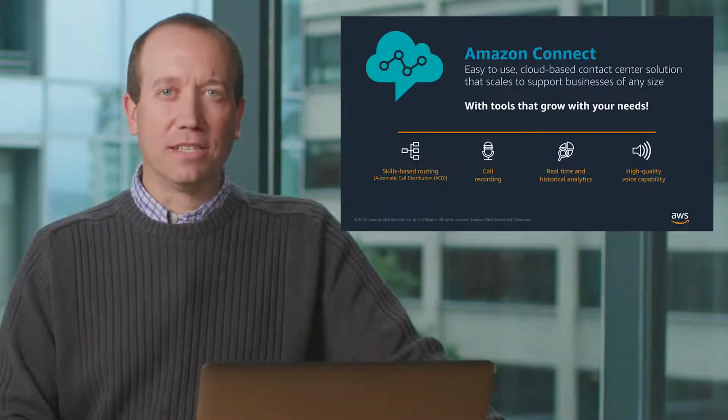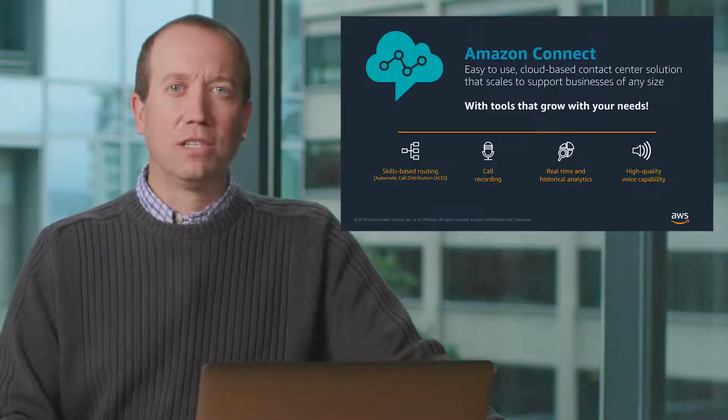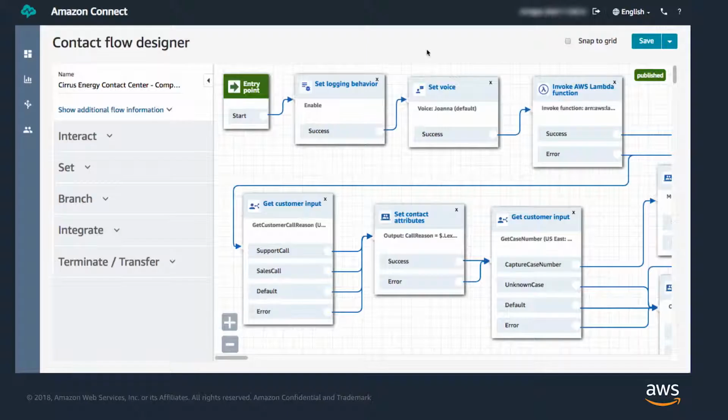Amazon Connect is based on the same contact center technology used by Amazon customer service associates around the world to power millions of customer conversations. The self-service graphical interface in Amazon Connect makes it easy for non-technical users to design contact flows, manage agents, and track performance metrics. No specialized skills required.